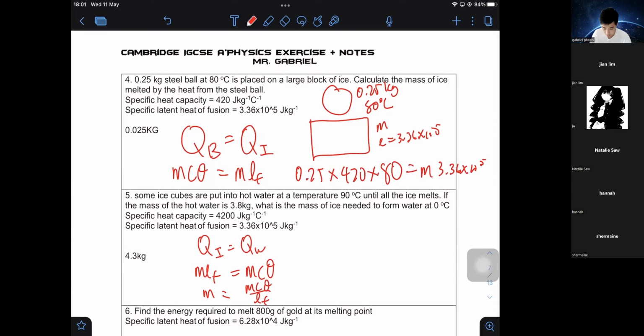0.25 times 420 times 80 divided by bracket 3.36 times 10 to the power 5. Did you bracket it, Natalie? Most likely you did not bracket it, right? You divide, then you times, right? Oh, yeah, but if you do the calculation properly, you should. Yes, it's supposed to be 0.025. Okay. Yeah. All right, guys.